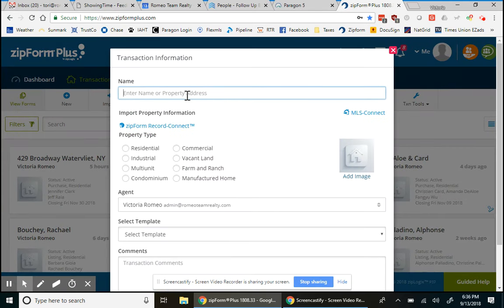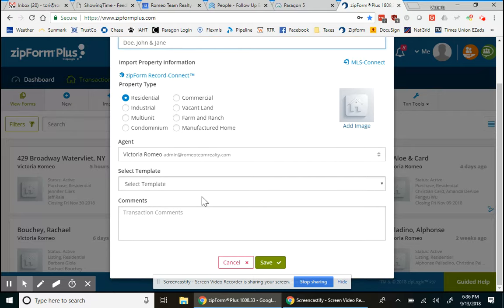You're going to name it. So we're going to name this. I usually name my transactions by the client name. So we're going to call this Joe, John, and Jane. Okay. Residential. We only do residential here, so really that should always be residential.